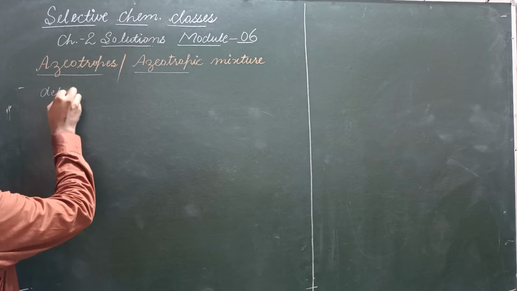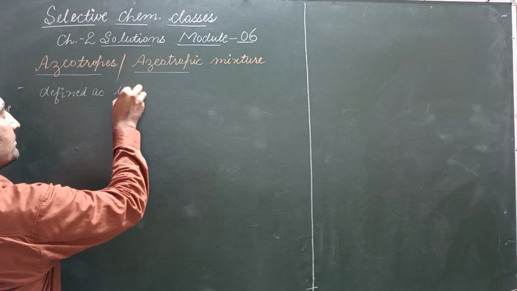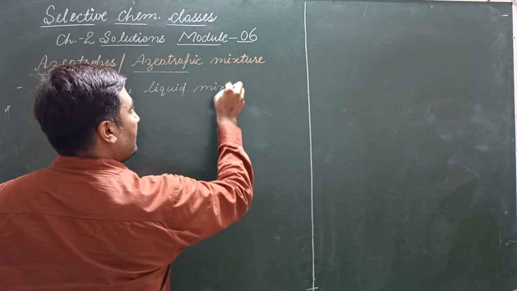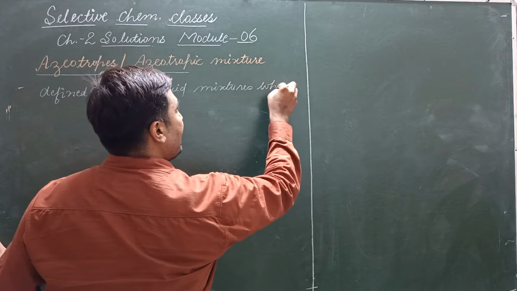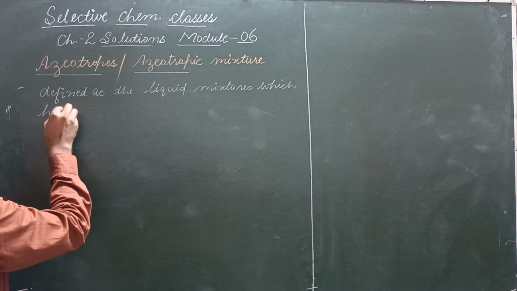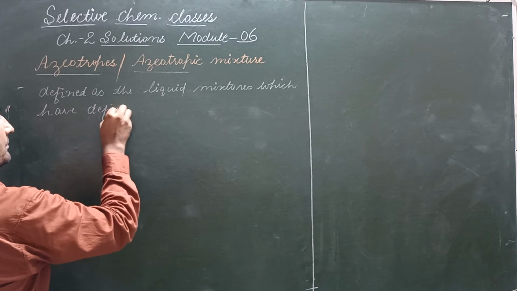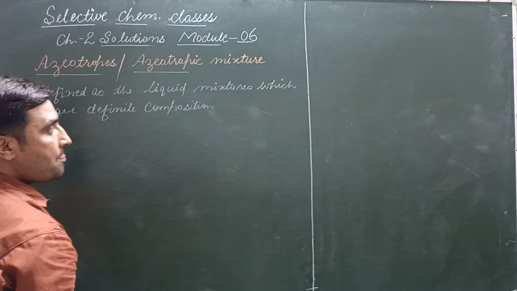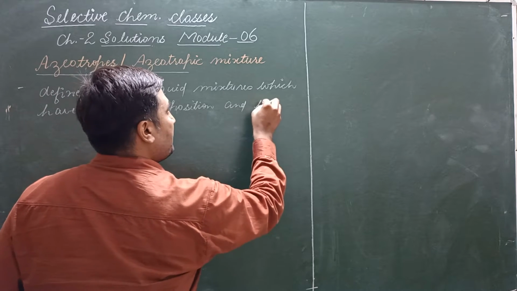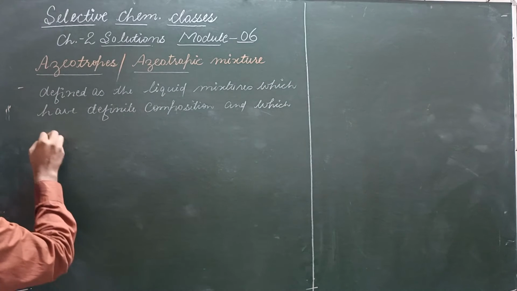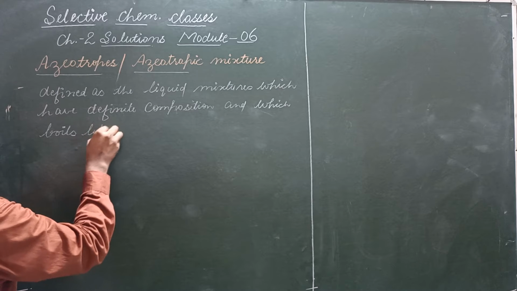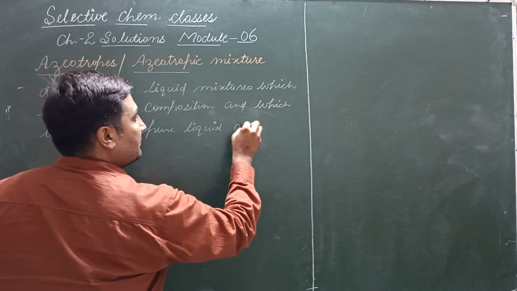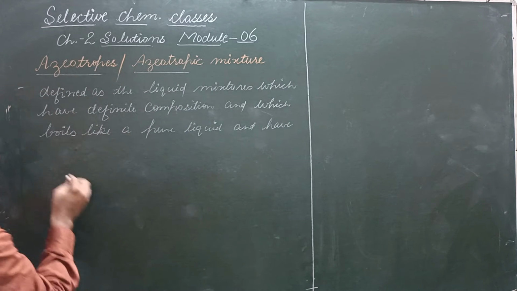Azeotropes are defined as liquid mixtures which have definite composition and which boil like a pure liquid and have a definite boiling point.